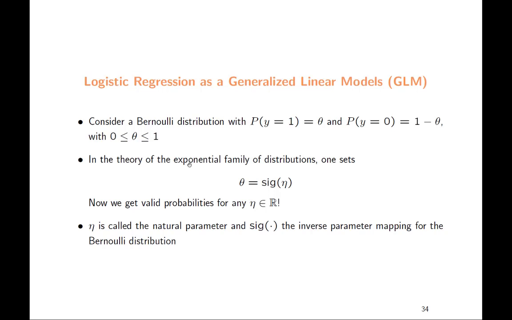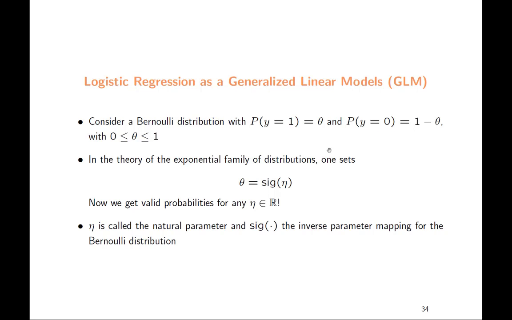And yeah, personally I like this derivation best. We just start with the Bernoulli distribution of y, the class label, where the probability that it is 1 is theta, and that it is 0 is 1 minus theta. This is called a Bernoulli distribution. It's the simplest distribution you can think of.